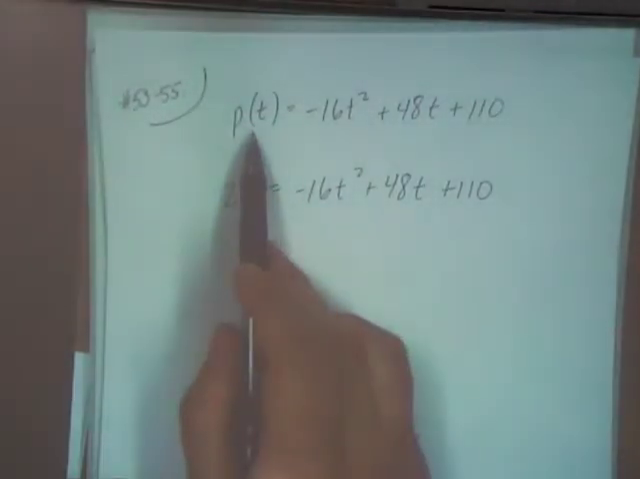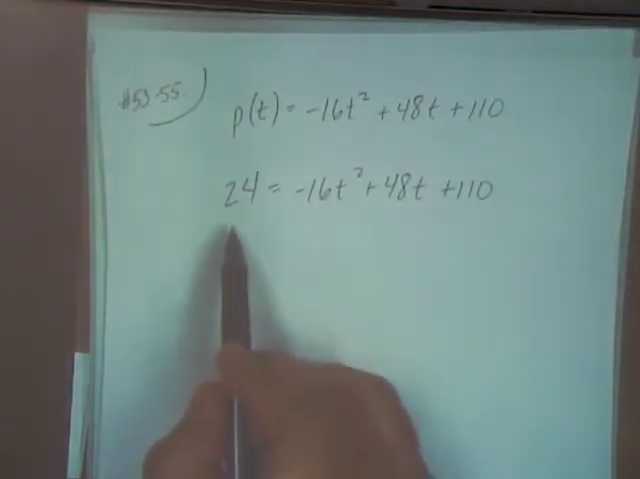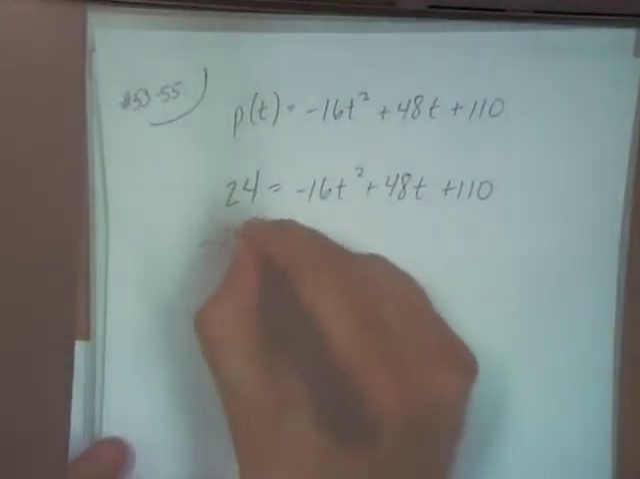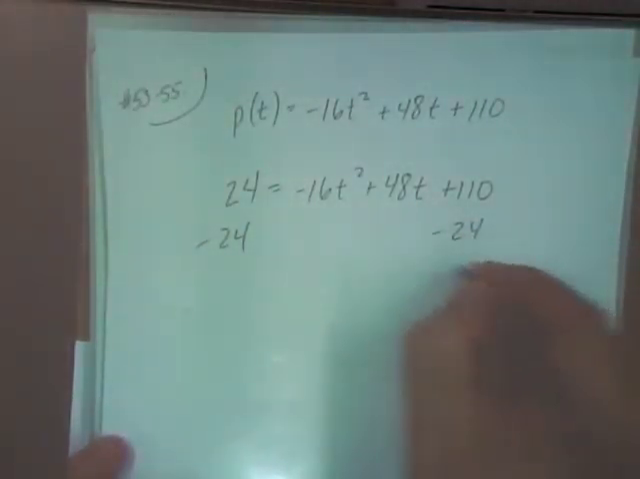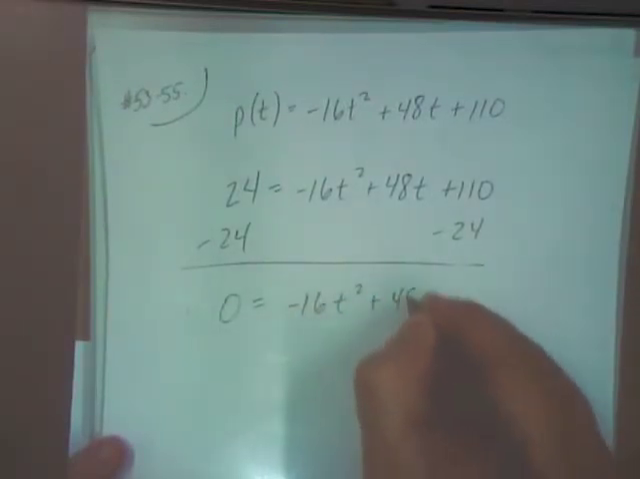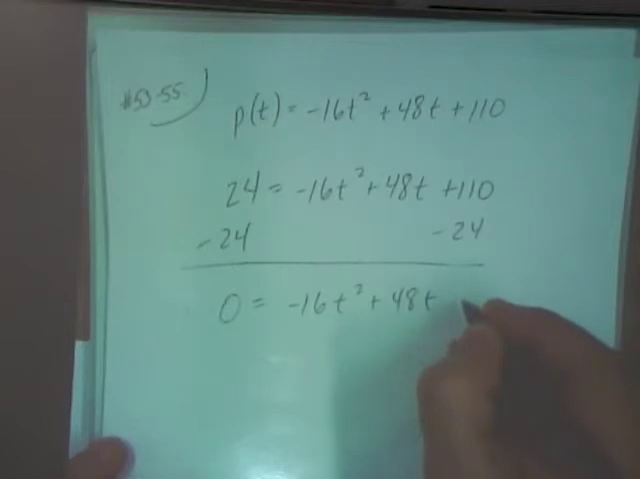Remember, this was the height, and it kicked a pebble, and it hit a 24-foot high bridge guard. So this is how high the bridge guard is. So now we just need to solve for t. So what do we do? We subtract the 24. What is that? 86?